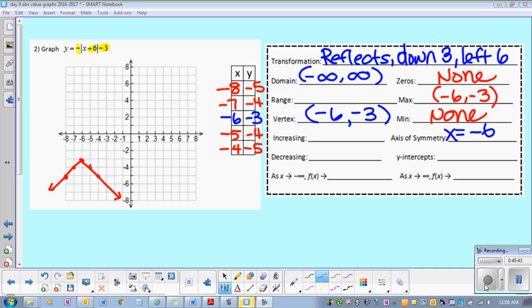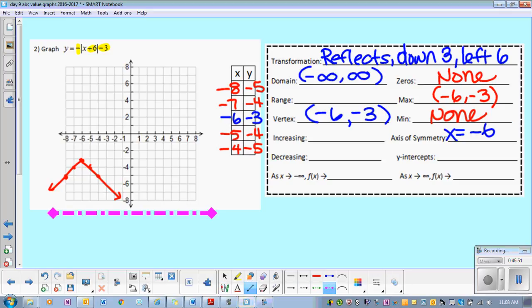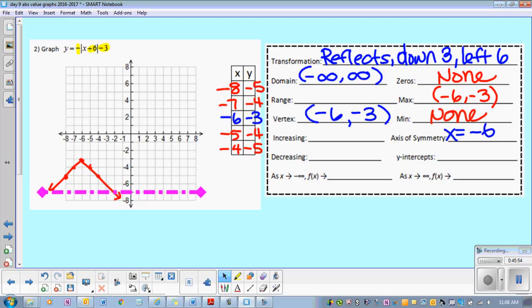Now. Okay, range. Let's do the range. Remember, we start from the bottom. But wait a minute. These arrows go down. Where are they going? Negative infinity. So this actually starts at negative infinity because it goes all the way down, right? And then where does this graph end? Everyone see that? Where does it end? What y number? Negative 3. Okay?